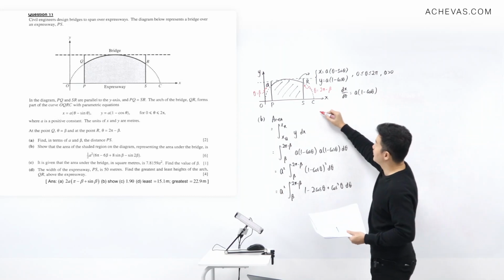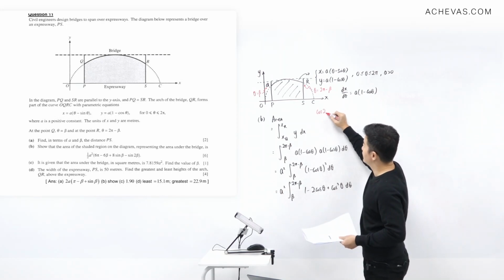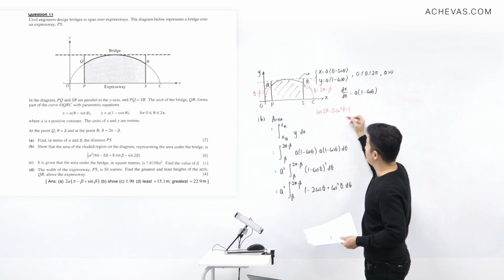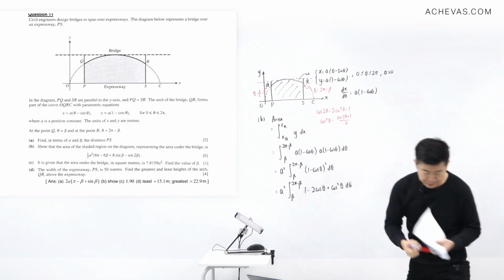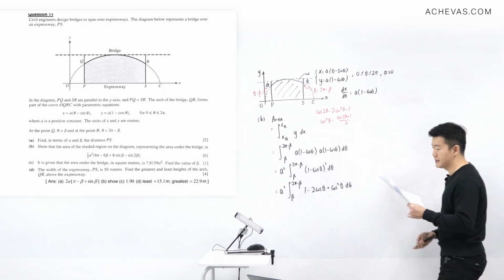And the identity that I'm going to be making use of will be cosine 2A is equal to 2 cosine squared A minus 1. We have used it in the previous question. And this tells me that cosine squared A is going to be equal to (cosine 2A plus 1) divided by 2. Okay, let me make use of this.